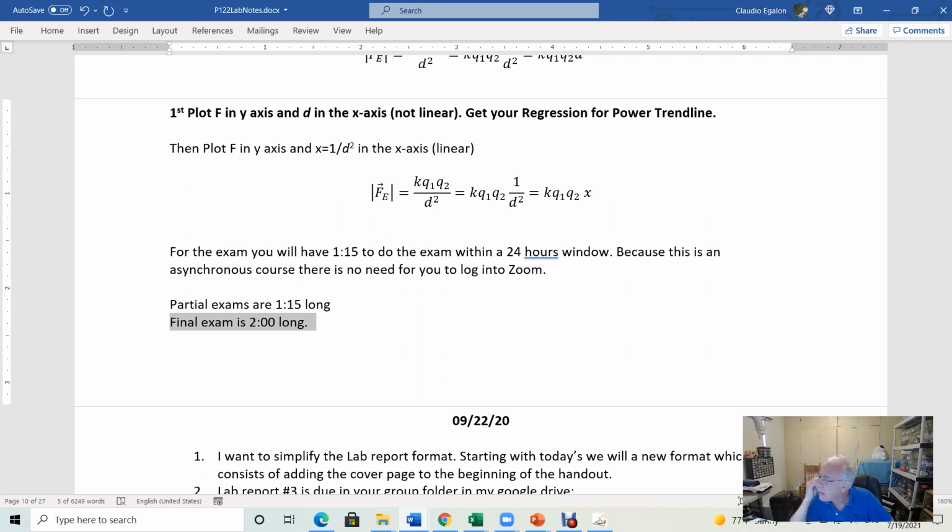And will the exam be on Connect? Yes, all exams will be on Connect. Yeah, that's right. But you don't have to log into Zoom. You do it on your own. You're not allowed to have anybody help from outside, but you can have your notes to do the exam. Open note, open book.